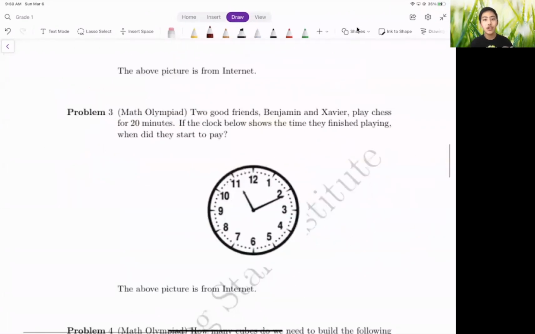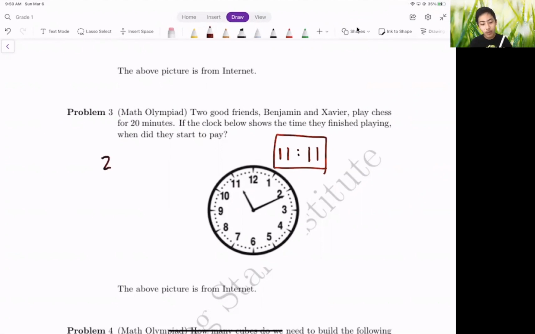Problem 3. 2 good friends, Benjamin and Xavier, play chess for 20 minutes. If the clock below shows the time they finished playing, when did they start to play? So from this clock, we can derive that the time is 11:11. And it says that they played chess for 20 minutes, and after they played for 20 minutes, the time is 11:11. So therefore, we need to subtract 20 minutes from 11:11.